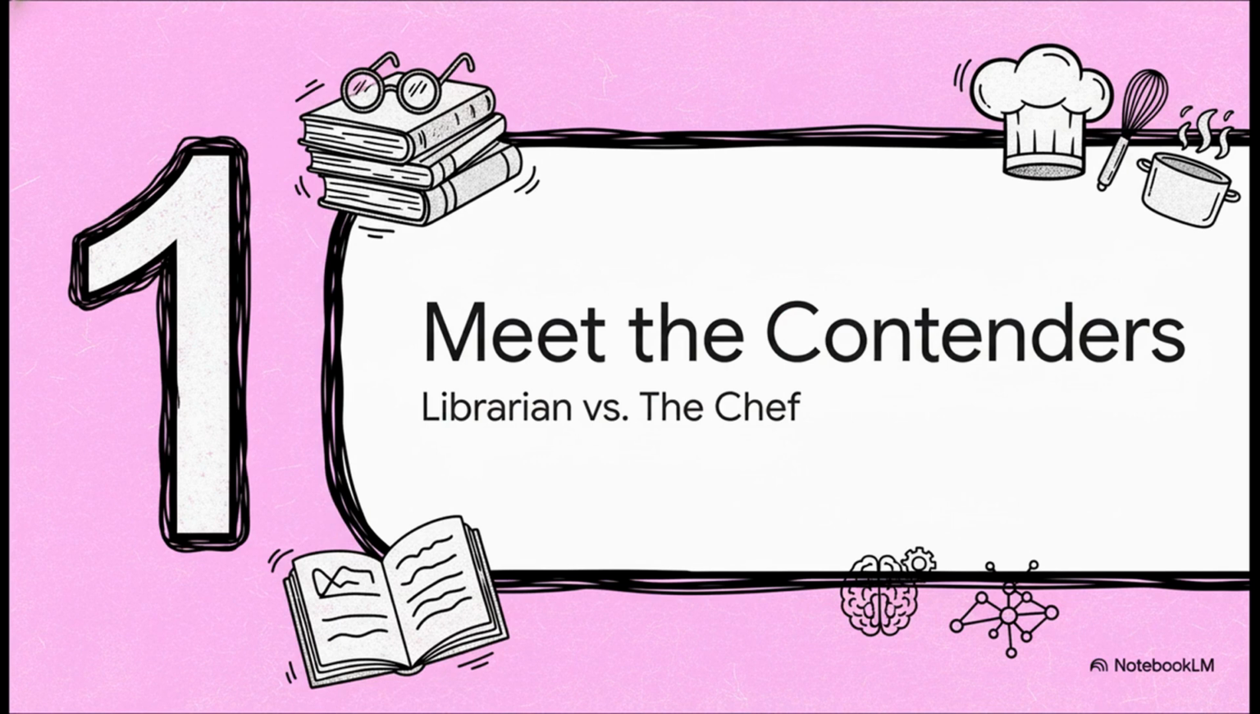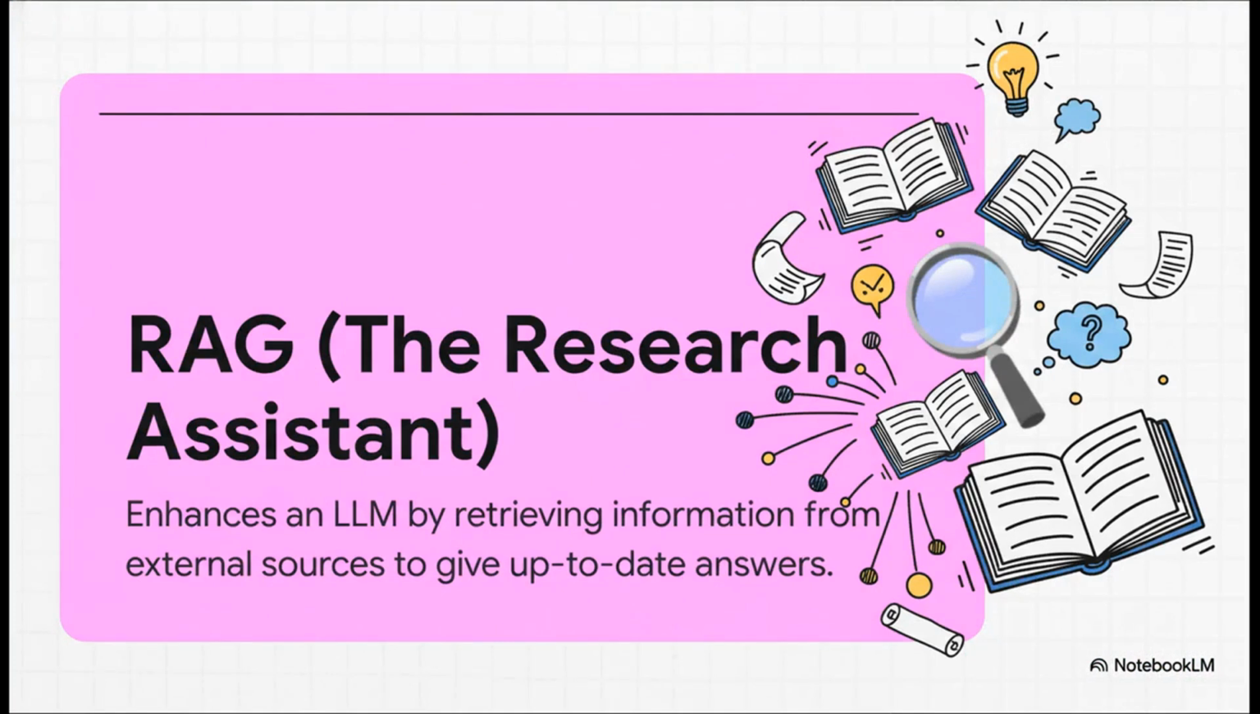And to make this super easy to remember, we're going to use two simple, but I think really powerful analogies, the librarian and the chef. So on one side, you've got RAG. The best way to think about RAG is as the ultimate research assistant, or a hyper-efficient librarian. It doesn't actually change the AI's brain. Instead, it gives the AI a massive, constantly updated library to pull information from, like in real time.